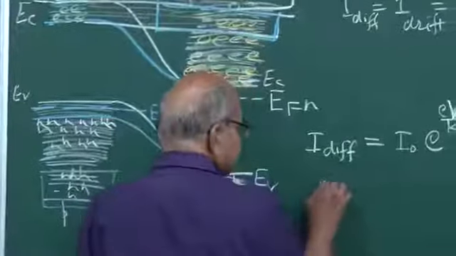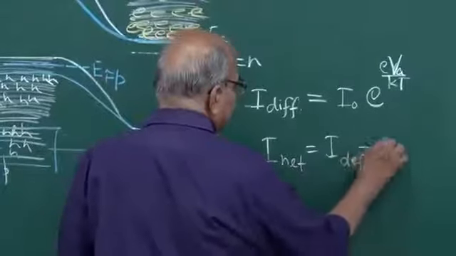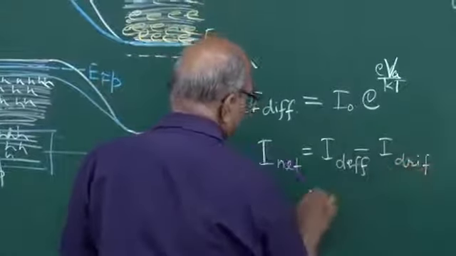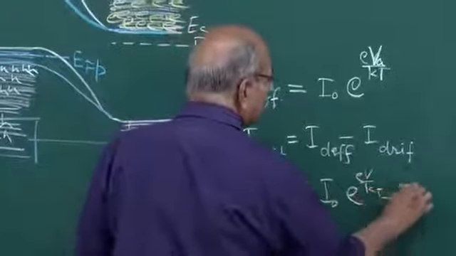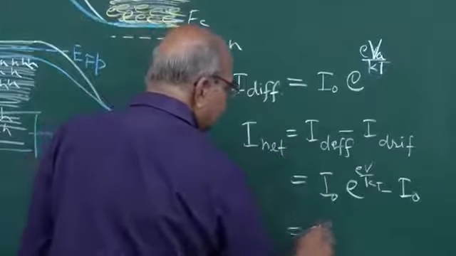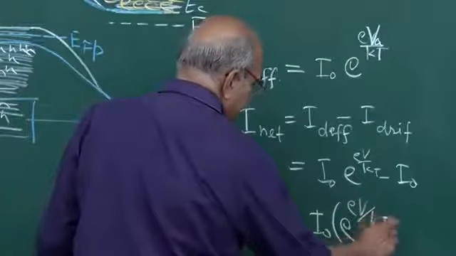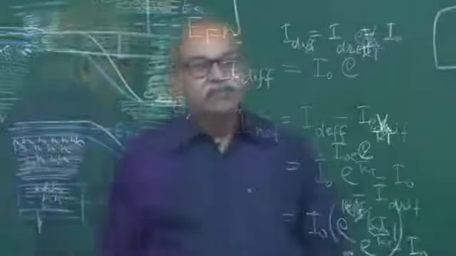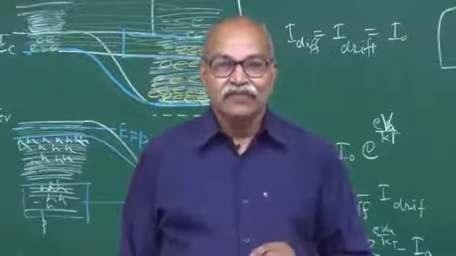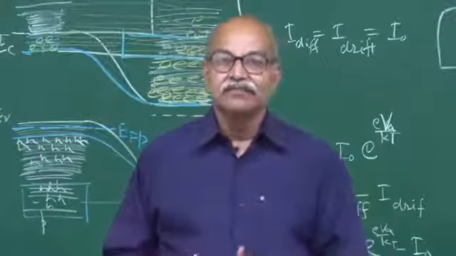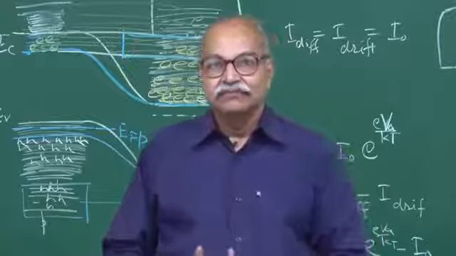So what is the net current? The net current is I diffusion minus I drift, which is I naught times e power eV by KT minus I naught. So it's I naught times, in common, e power eV over KT minus 1. This equation is called the ideal diode equation. There are several assumptions taken to derive this equation, and that is why it is called the ideal diode equation.